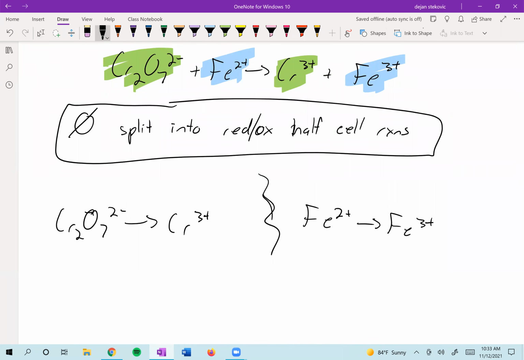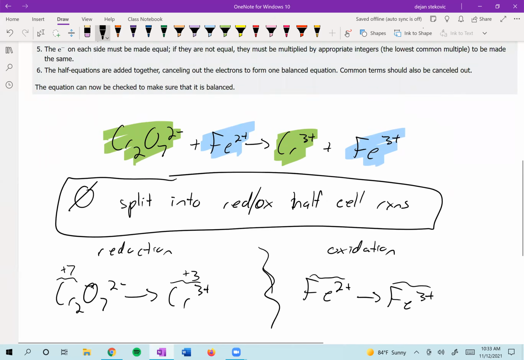If you think about the oxidation state of this chromium, I'm not going to go over it too hard, but this oxidation state is +7. Over here, we obviously have +3. So going from +7 to +3, this is the reduction half cell. And then obviously here, we're going from +2 to +3. So that's the oxidation half cell. Cool. So that was our first step: split this up into 2 half cell reactions.